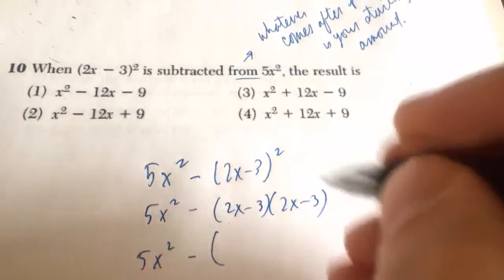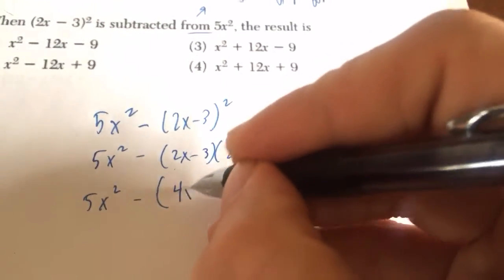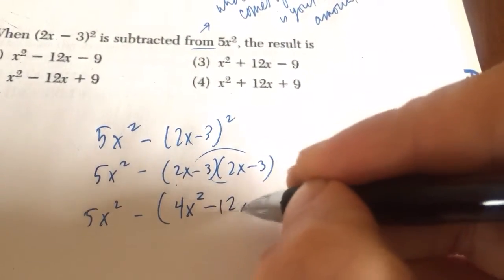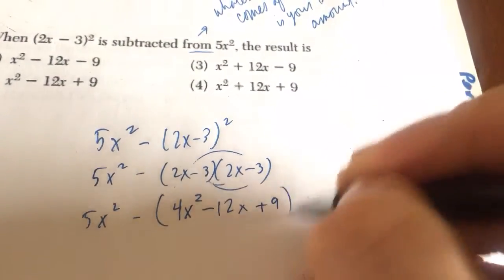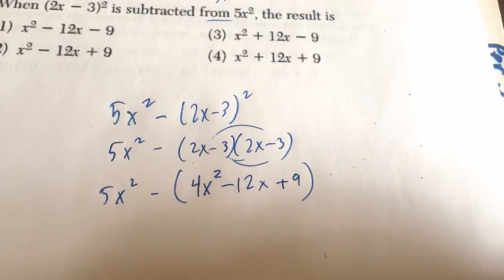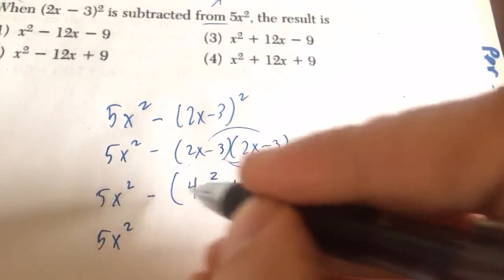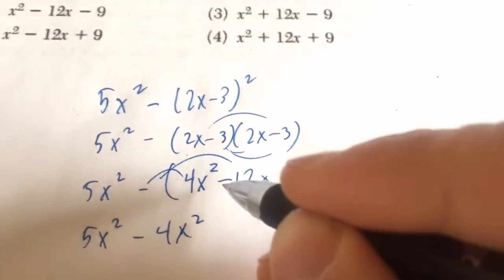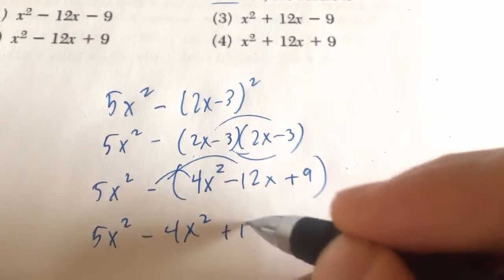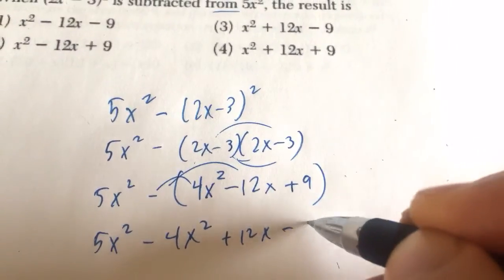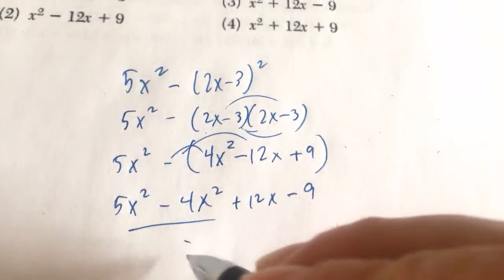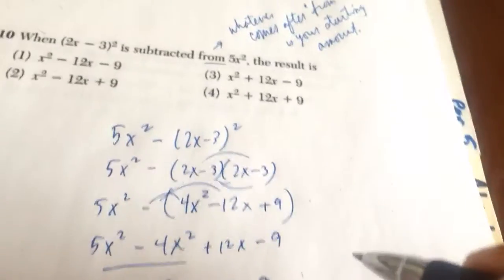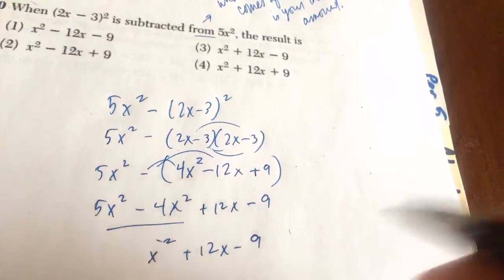So 2x minus 3 times 2x minus 3 is 4x squared minus 6x, so it's minus 12x plus 9. So now, because of this minus, I have to account for all these sign changes. Minusing a negative is the same as adding. Minusing a positive is the same as subtracting. So these are the only two like terms. I have x squared plus 12x minus 9. This would be choice number 3.